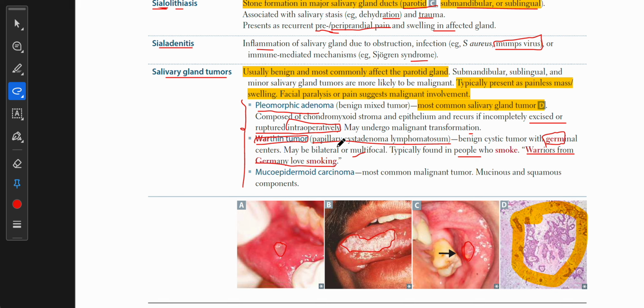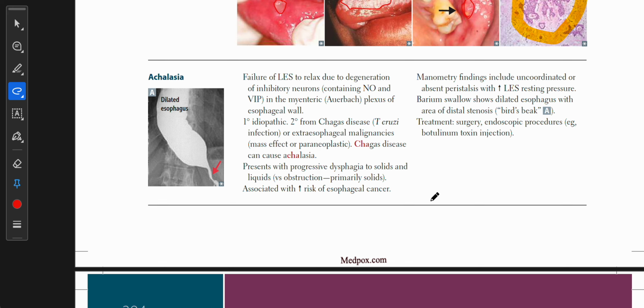Warthin tumor. And mucoepidermal carcinoma, this is the most common malignant tumor. Mucinous and squamous components are present. So that is what it is.